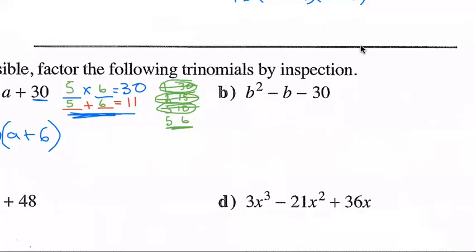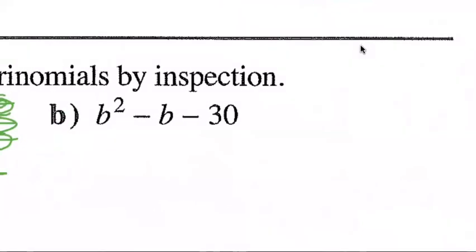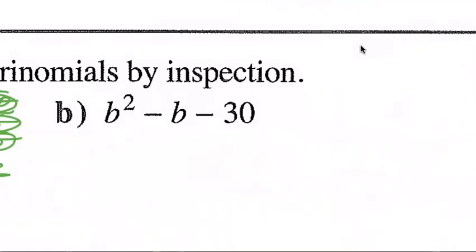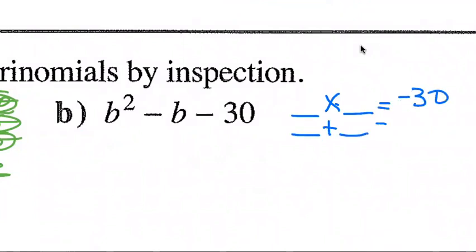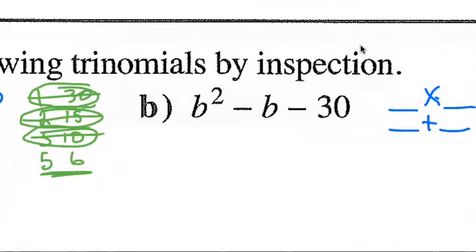Question B. B squared minus B minus 30. So again, I'm going to check to see if there's any common factor. There's no greatest common factor. So then I'm going to say, I need two numbers that multiply together to give negative 30. Those same two numbers are going to add together to give negative 1. I can go through my choices again. 1 and 30, 2 and 15, 3 and 10, and 5 and 6.